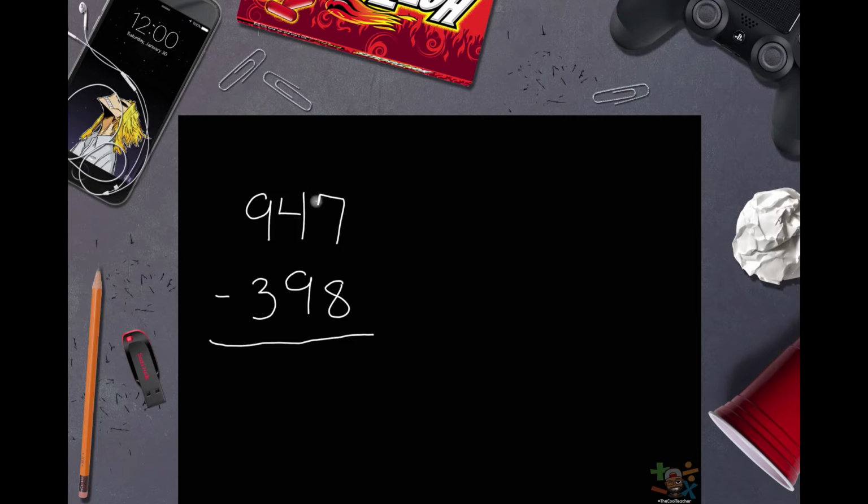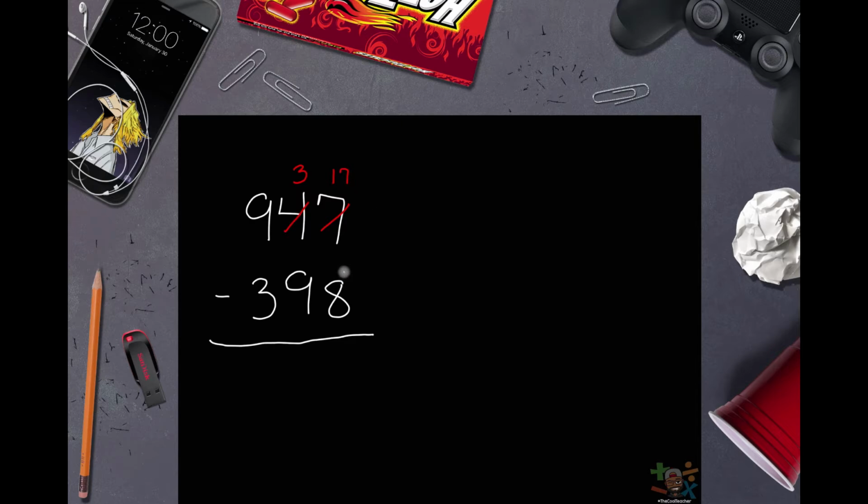So I have to borrow from the 4 that's in front of it, right? So this 4 is going to go ahead and go down 1 to 3, and it's going to go ahead and give 10 to the number behind it, which is 7. So this is no longer 7, it is now 17. All right, so now I can do 17 minus 8.